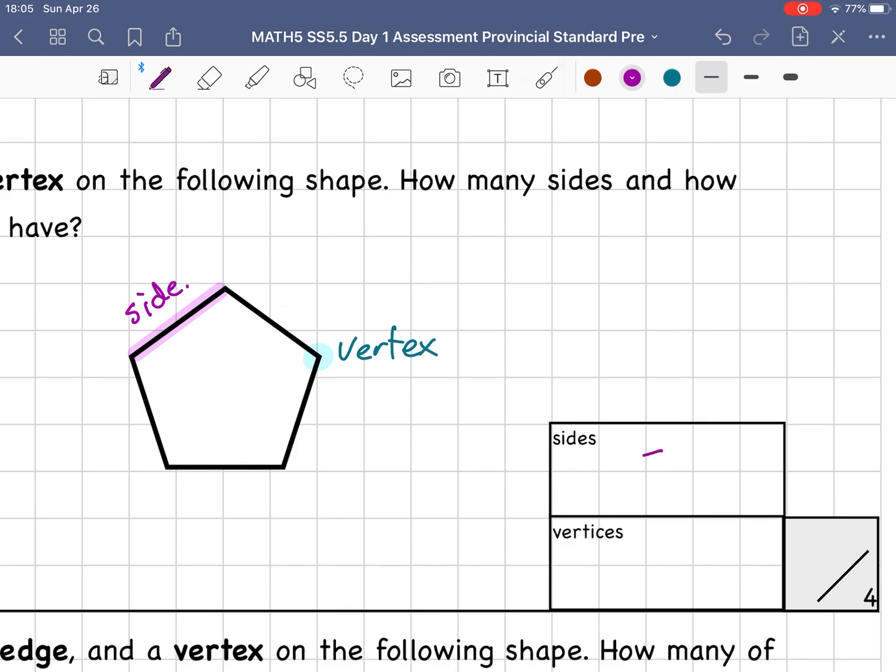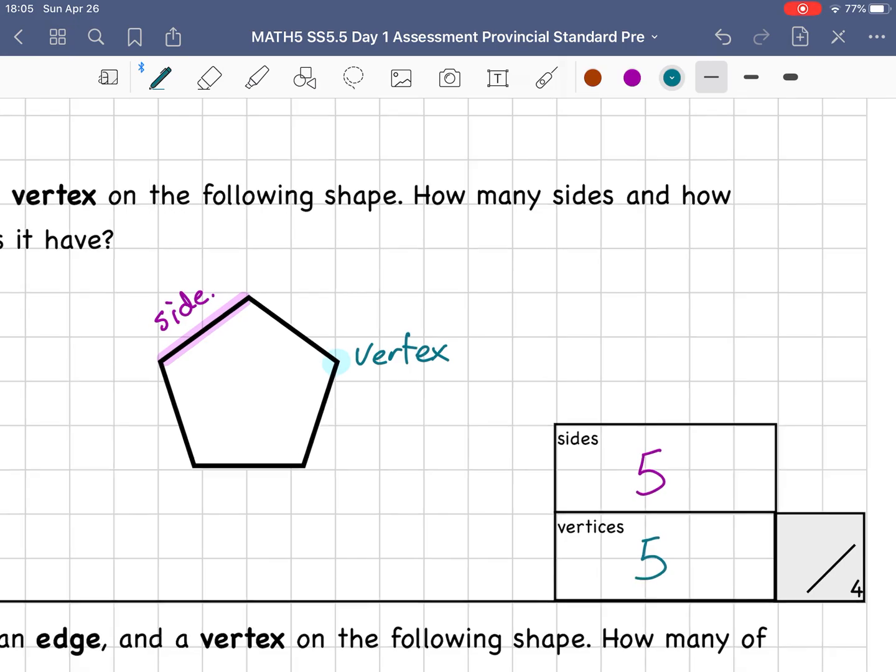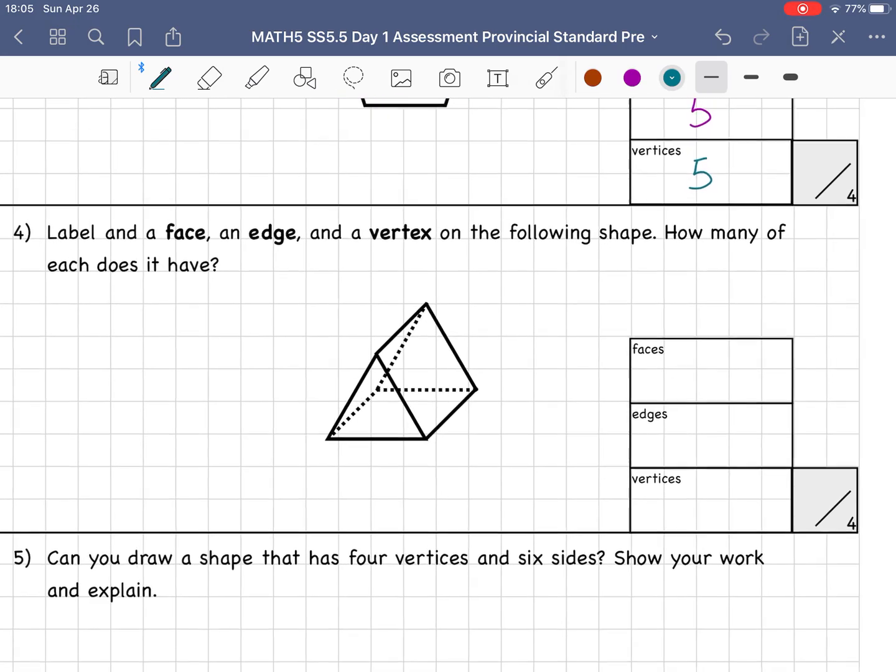Now, if you look quickly at this, you'll count that there are 5 sides. There are also 5 vertices. Do you think every two-dimensional shape has the same number of sides as vertices? Think about triangles and squares and other shapes that you know. Do you think that's true?